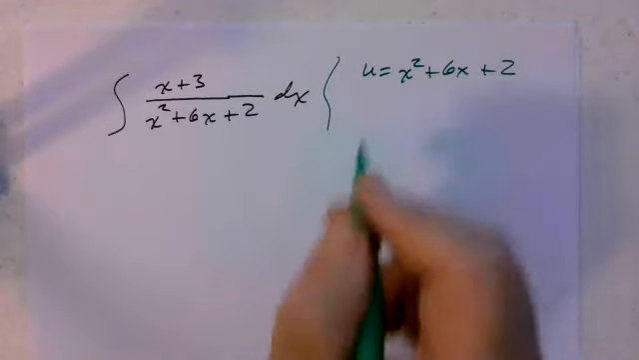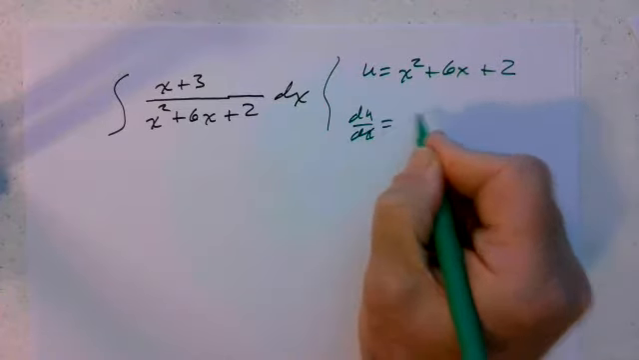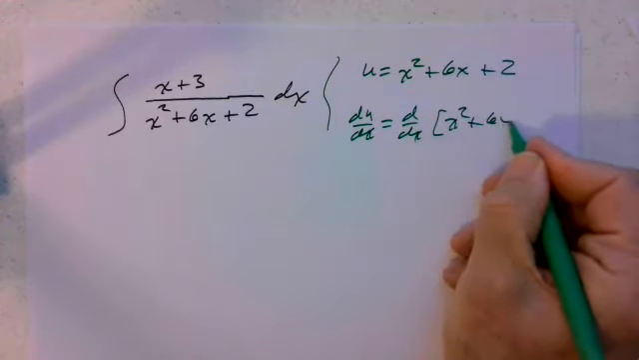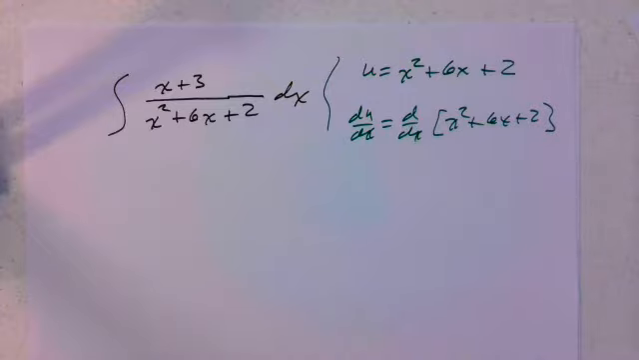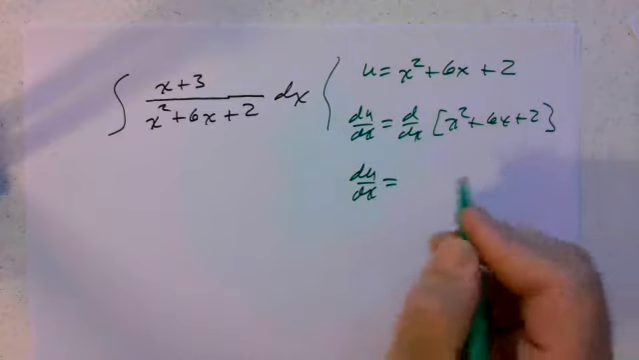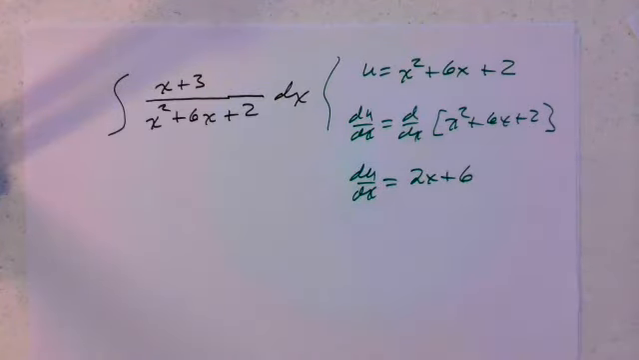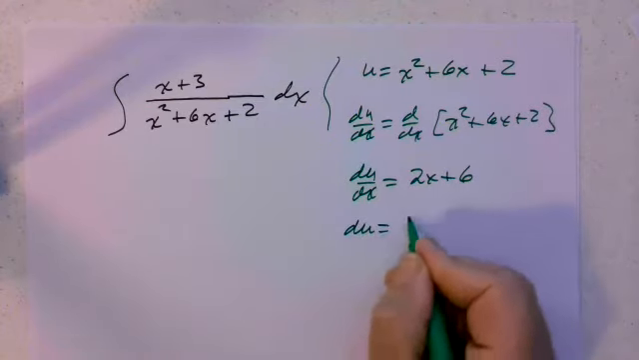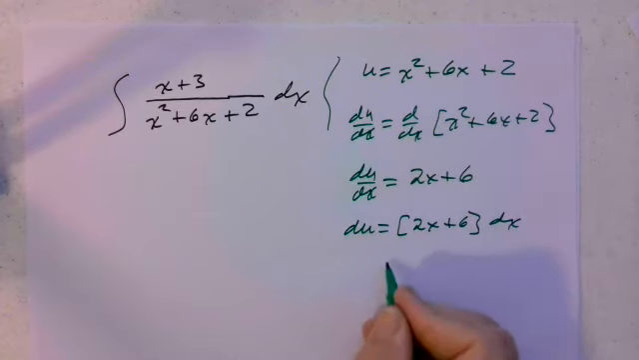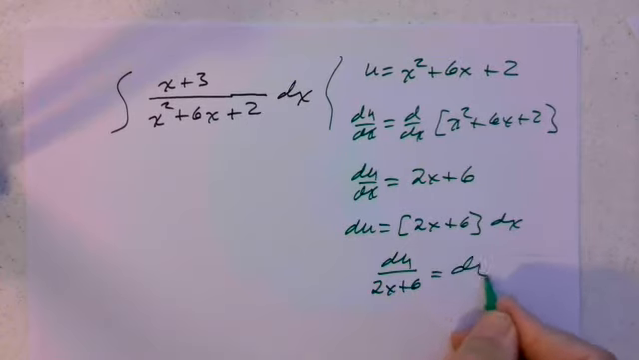Then we're going to take the derivative with respect to x of both sides. Derivative with respect to x of u is du dx. Is the derivative with respect to x of x squared plus 6x plus 2. So I get du dx is 2x plus 6. And as always, I want to solve for dx. So du is going to be 2x plus 6 dx. So du divided by 2x plus 6 equals dx.